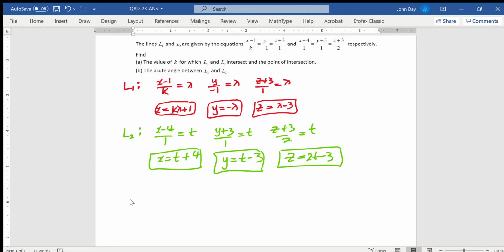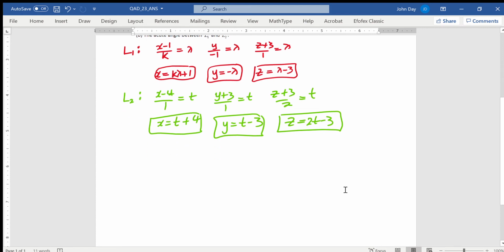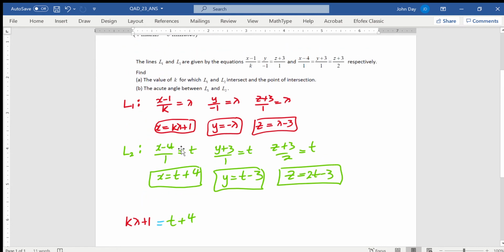And now I can find the value of k for which these lines intersect, because if I just put the x values equal to each other, then this k lambda plus 1 must be equal to this t plus 4. All right, that must be the case. Let's have another look back up here. Is it t plus 4? Yep, okay.